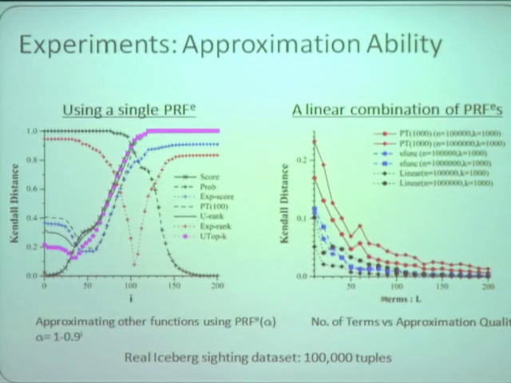Another figure shows we use a linear combination of PRFE functions to approximate the PRFW function. Sorry, just getting back to your earlier point. Does the setting of this parameter that I need in order to approximate a given ranking function depend on the specific data set you're using? It actually depends on the data set. So you can't set that once and for all? Yeah, we cannot do that. But what we can do for this particular application is sample some data from the original data and estimate the parameter here.